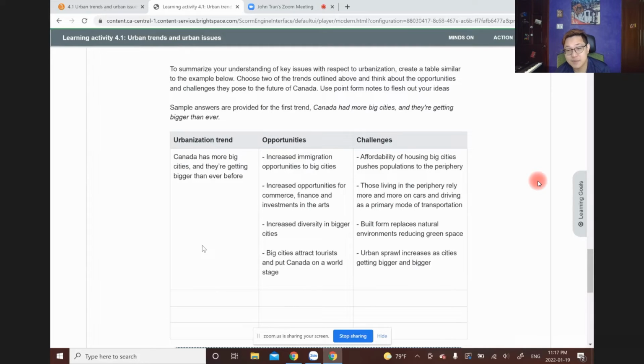But then, because more and more people are moving to the big city, the house prices are getting less and less affordable. It pushes the expensive population to the periphery, which means in the center it's really, really expensive to live. So that's why people have to be pushed to the borders of the city, the periphery.